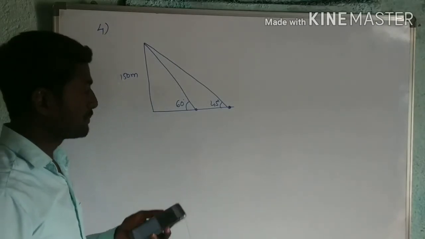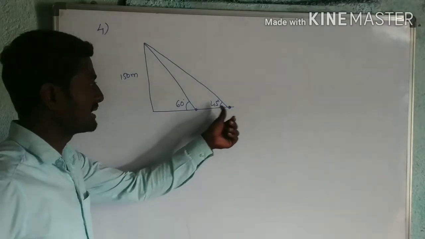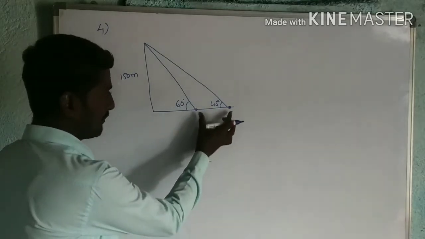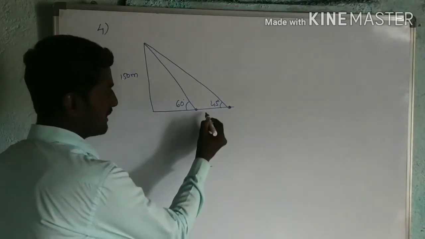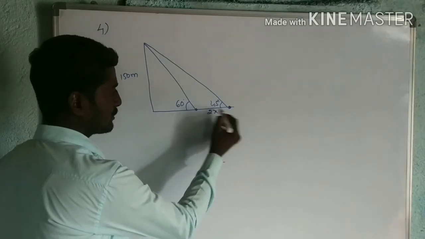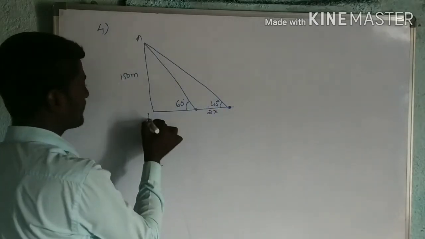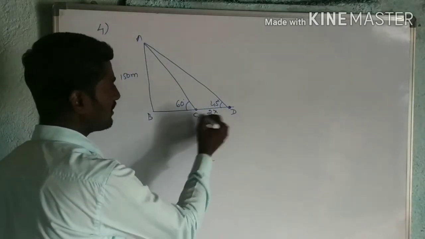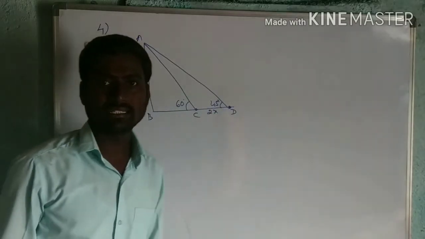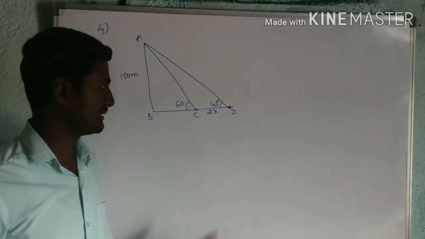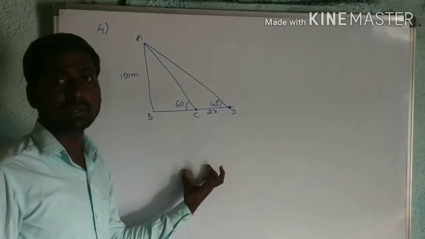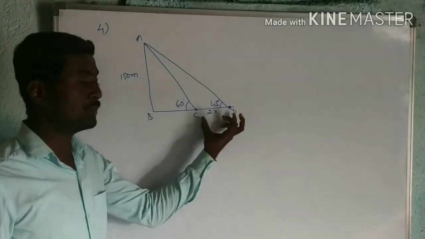Then find the speed of the boat. We have to find the speed of the boat. So time taken by that boat is 2 minutes. First let us name this ABCD. Can I take CD as 2x? In the last problem we have taken it. X is nothing but what here? The speed of the boat.